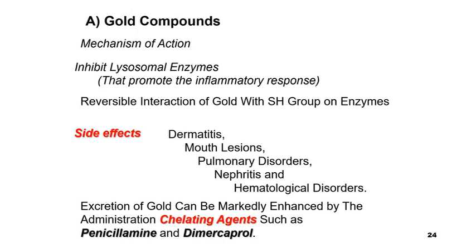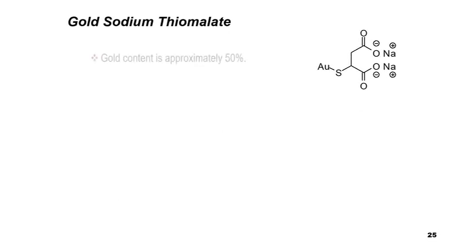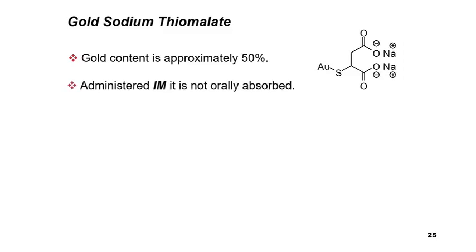Those patients that are suffering from great side effects of such compounds can be treated with chelating agents such as penicillamine or dimercaprol in order to limit the side effects of the gold compounds. The first structure in the gold compounds is gold sodium thiomalate. We can notice that the gold occupies approximately 50% of the whole weight of the structure. It is administered intramuscularly due to its polar nature.